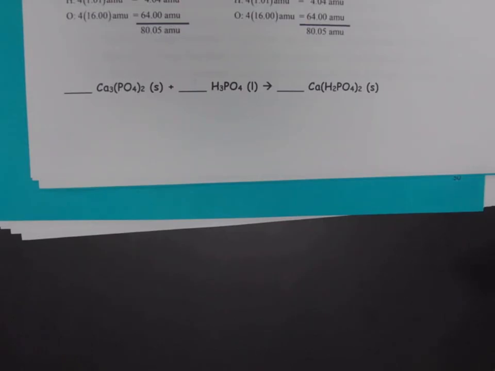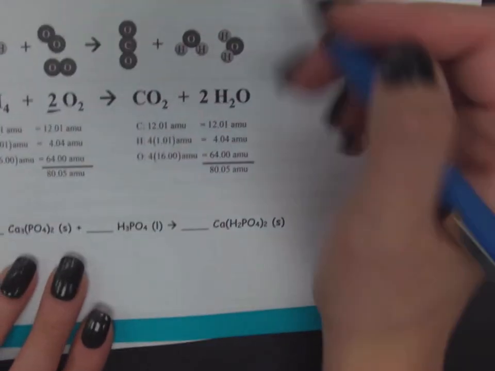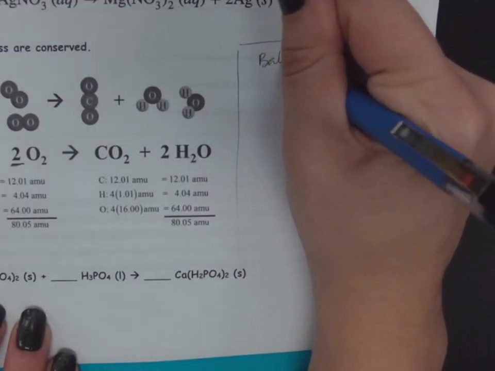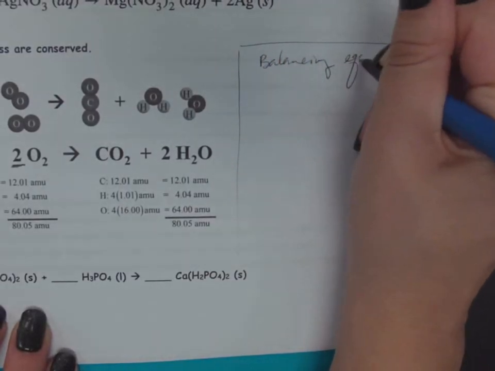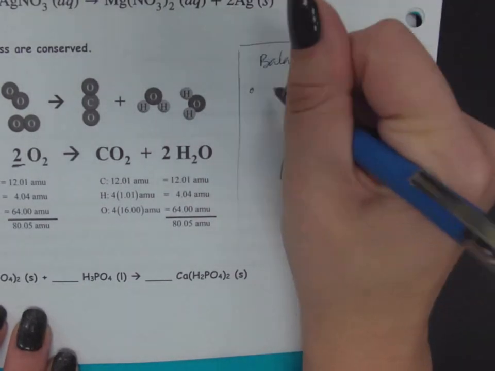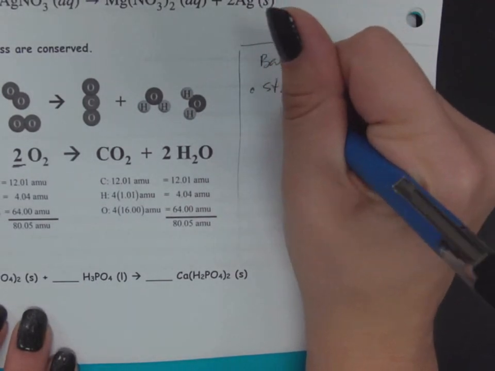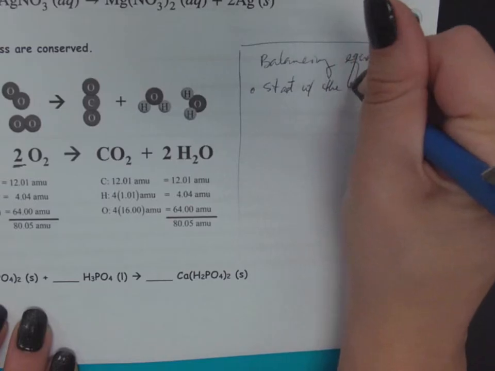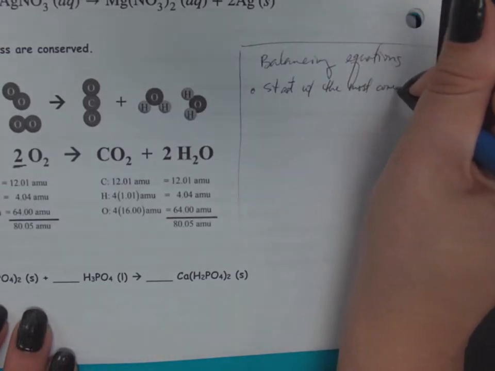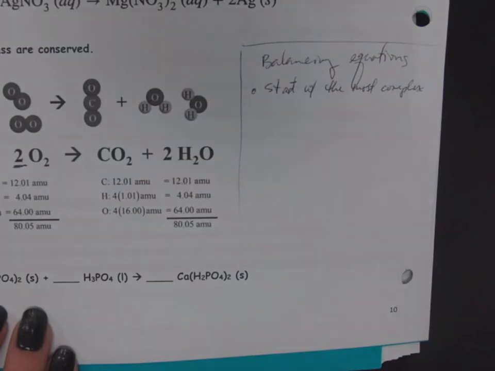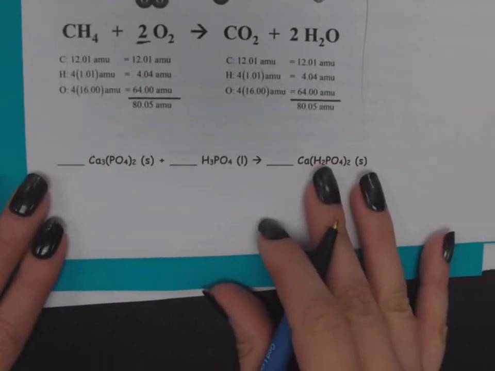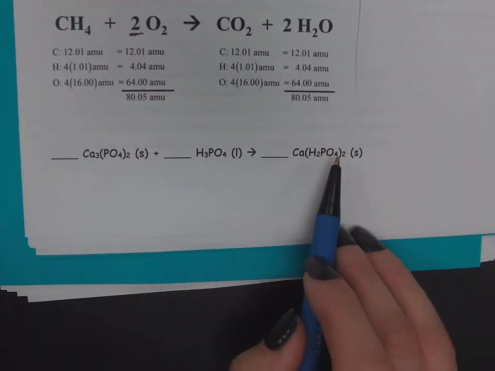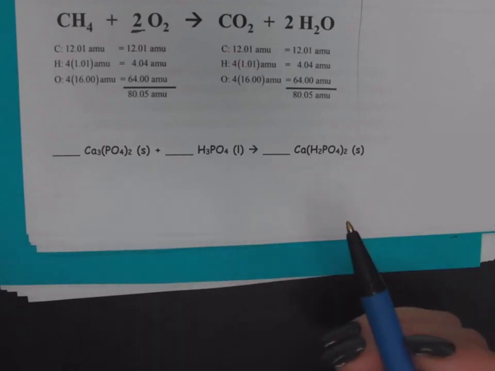The first one is start with the most complex. So this is a little trick or tip that I have when it comes to balancing equations. Okay, start with the most complex. Now, when I look at these things, they all look quite interesting and complex, but this one looks the most complicated to me. So I'm going to go from here to balance the other chemicals, the other atoms.